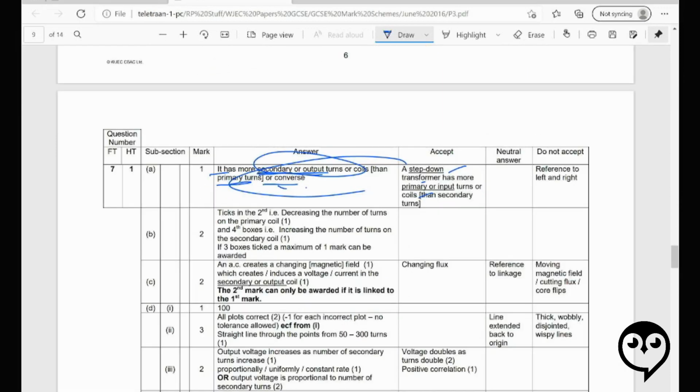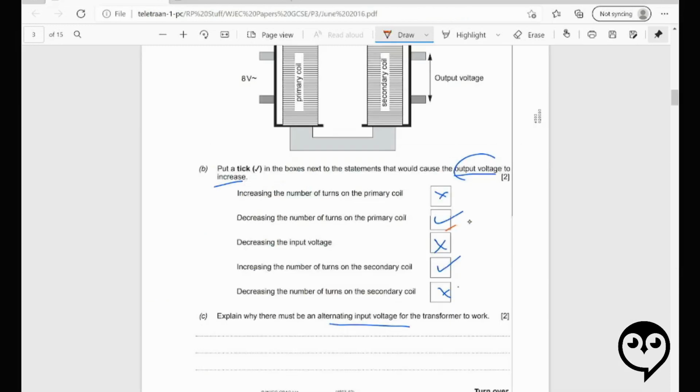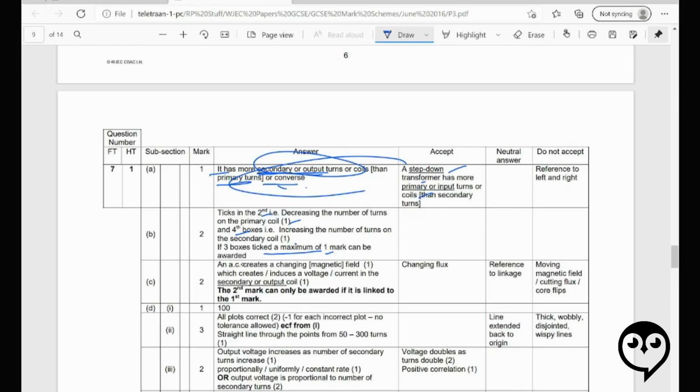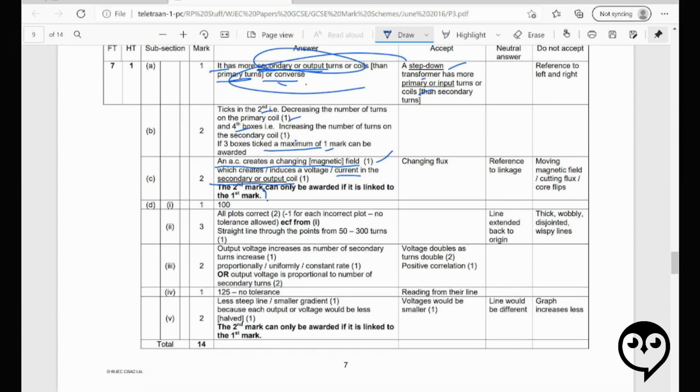All right, how's our pattern here? Ticks on the second and fourth, 1 mark each. 3 boxes ticked, only 1. So 2 and 4. We did that. That's good. Explain why it needs to be alternating. AC creates a changing magnetic field, which induces a current in the secondary or output coil, and you need to have the first mark linked to get the second.